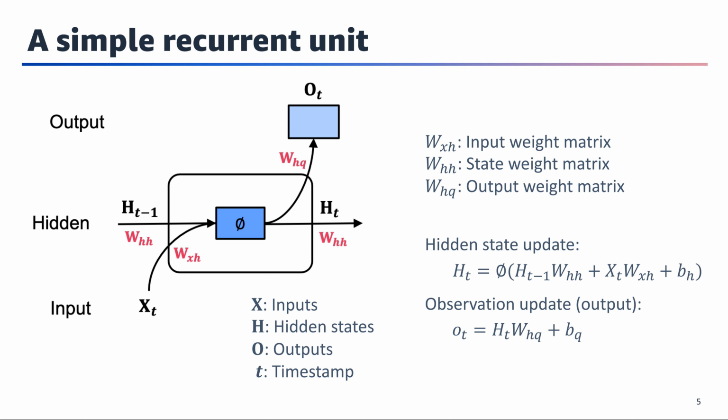Here is a simple recurrent unit, which is a building block of RNNs. It illustrates the flow of information within a single recurrent unit and the various components involved. The key elements are the input, the hidden state, and the output. The hidden state acts as the internal memory, capturing information from the previous time step and the current input. This information is combined through weight matrices and passed through an activation function to update the hidden state. The output is then computed from the current hidden state using another weight matrix and a bias term.